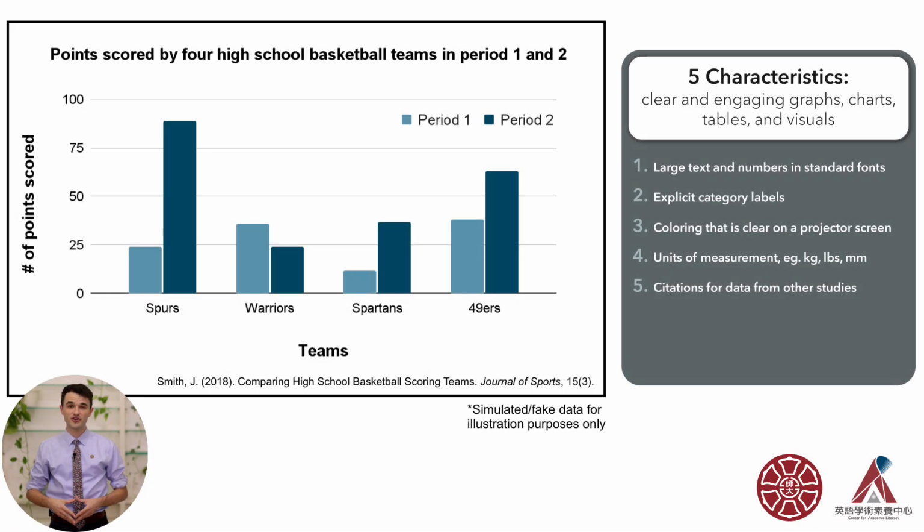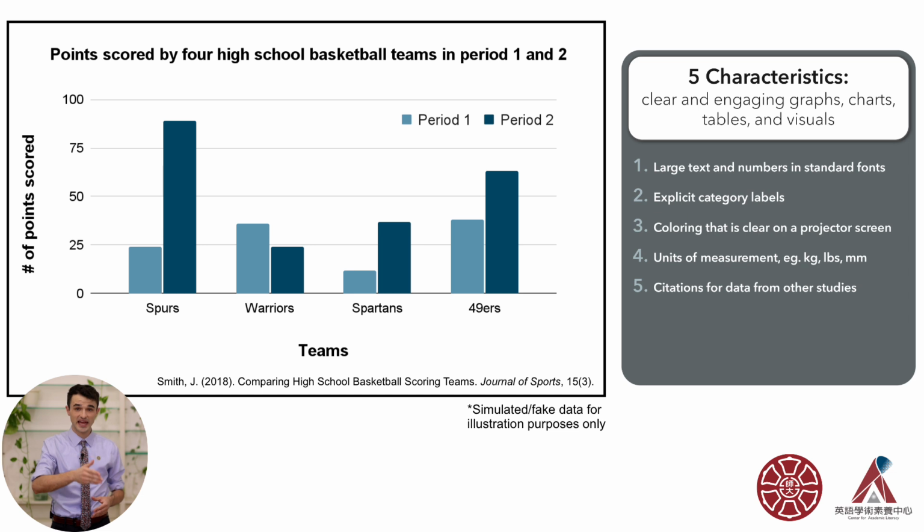Here is an effective bar graph titled Points Scored by 4 High School Basketball Teams in Period 1 and 2. This graph has large and readable text and numbers in a standard font. I know people in the back of an audience can read it. This graph has explicit category labels.